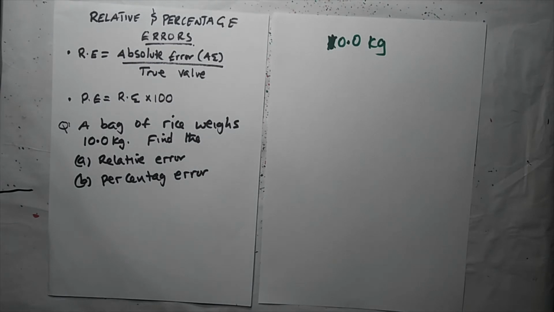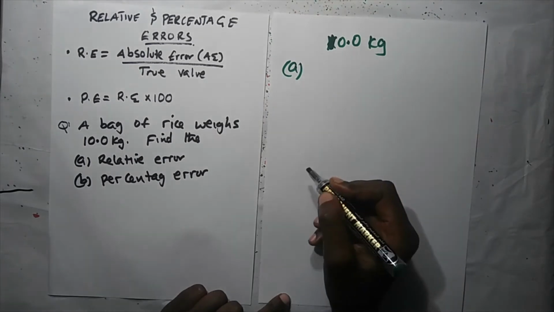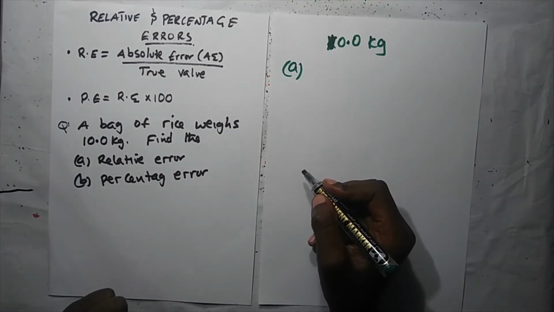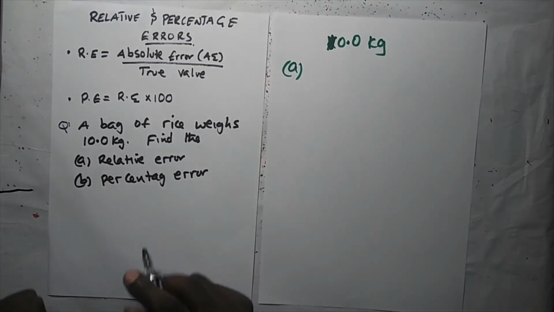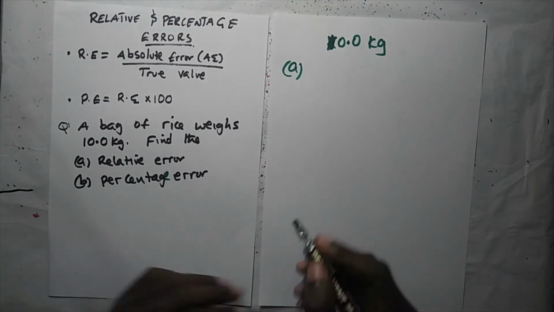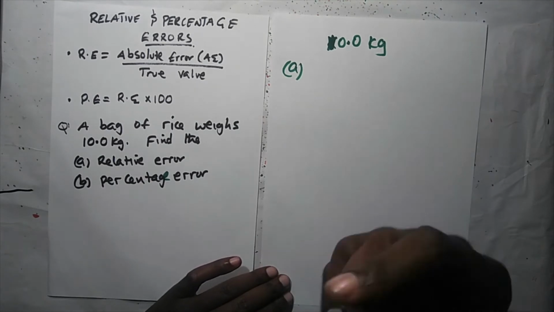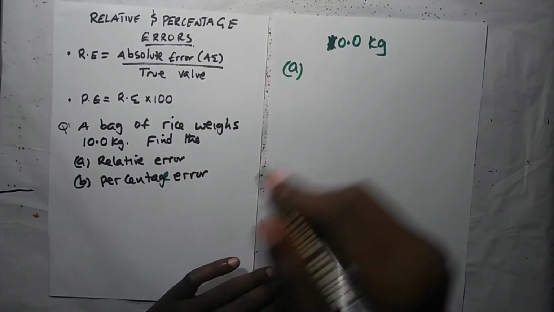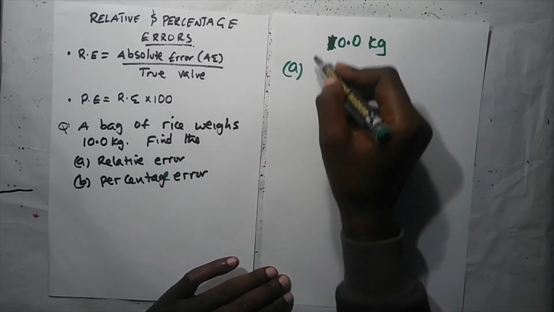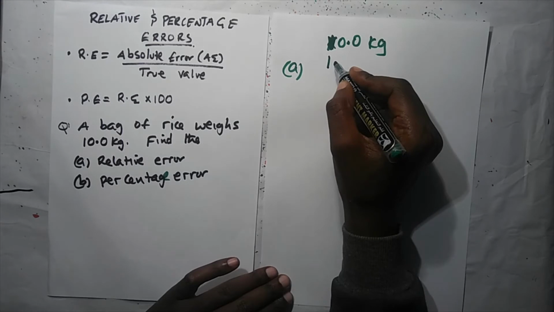And the first question says find the relative error. So when you are asked to find the relative error or the percentage error, the first thing that you do is find the absolute error. For this question, by using the shortcut that I showed in the previous video, when you are given one measurement, all you do is put zeros under the numbers that you have.